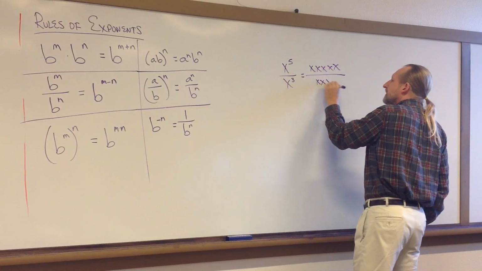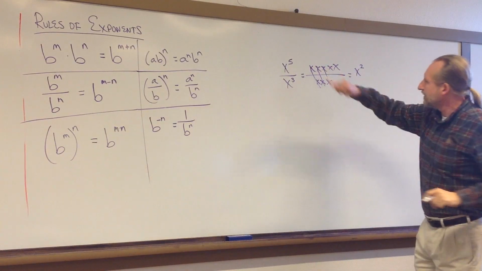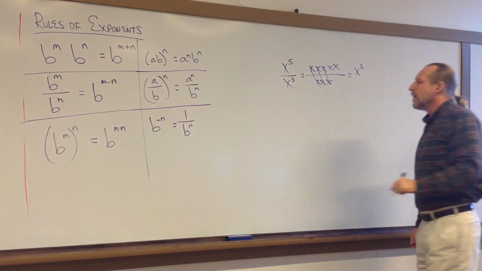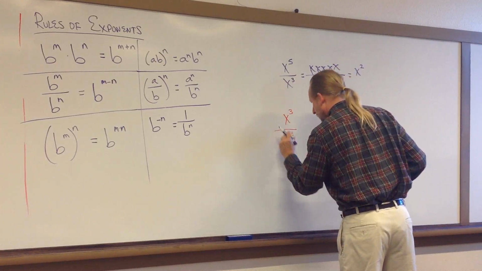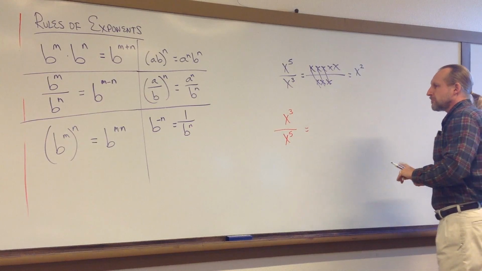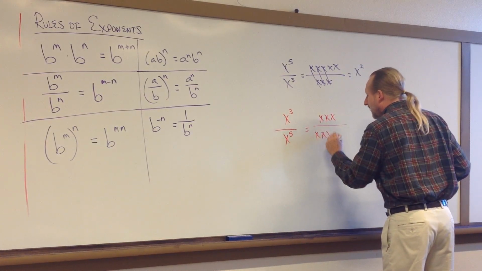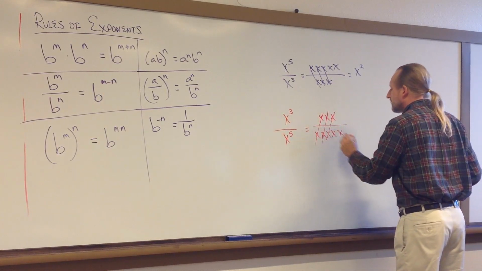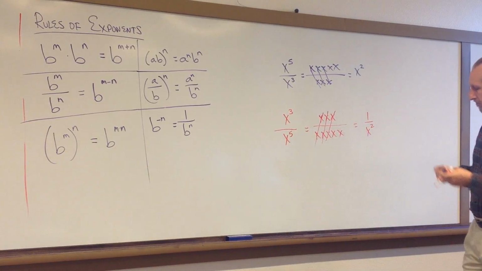So we had 5 x's on top, 3 x's on the bottom, canceled out 3 from the top, we were left with 2 x's on the top, which is x squared. What if they were reversed? What if we had x to the 3rd on the top and x to the 5th on the bottom? Then we'd have x times x times x on top, and x times itself 5 times on the bottom. 3 of them would cancel out, and we'd be left with 1 over x squared.